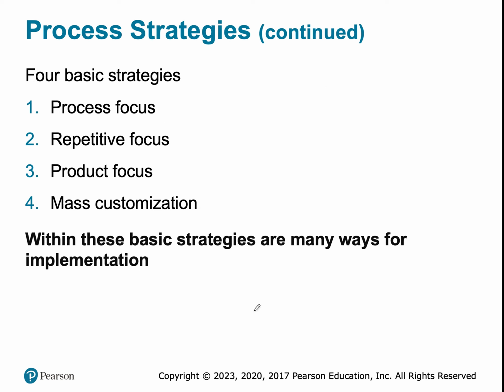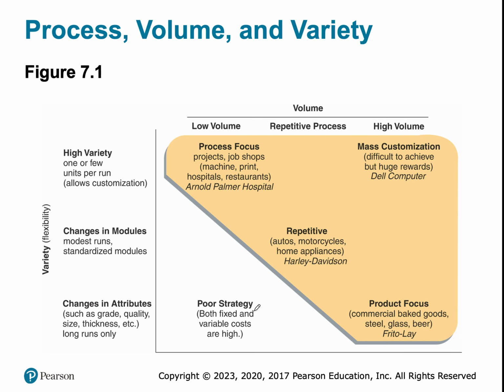Now let's quickly take a look furthermore at the process strategy. There are four basic strategies that are being used by different organizations, be it a production factory or service industry, whatever it is. One is the process focus, focusing on the process itself. Two is the repetitive focus. Three is the product focus, and four is the mass customization. Within these basic strategies, there are many ways you can implement these four things that we just talked about.